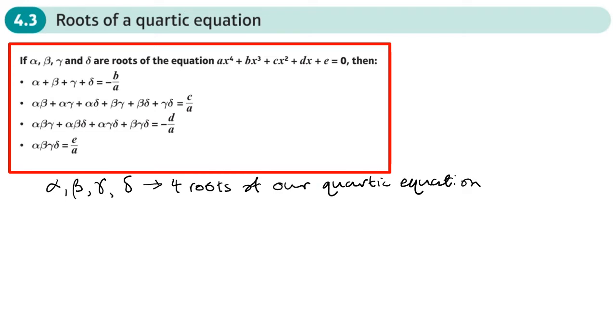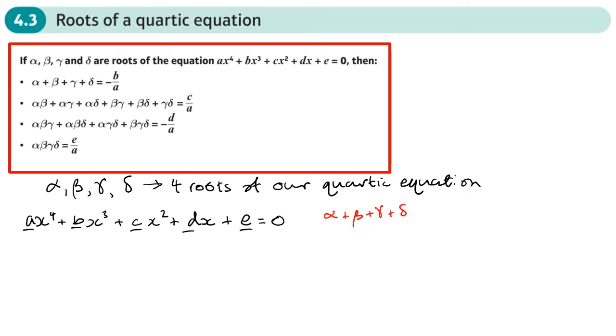So if you've got four roots of our quartic equation, then our quartic is going to be a x to the power 4 plus b x cubed plus c x squared plus dx plus e equals 0. And you can see from the top there that the sum of all the roots, alpha plus beta plus gamma plus delta, is equal to negative b over a.